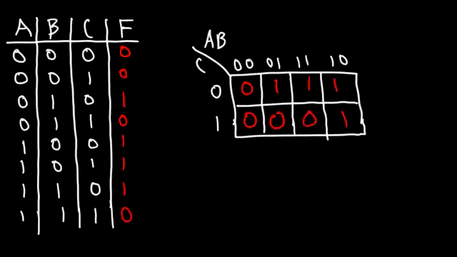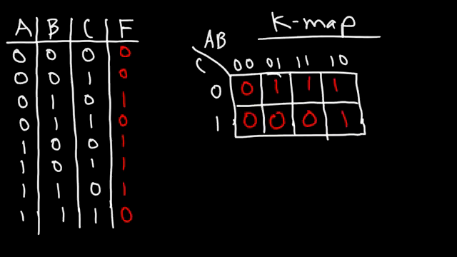So that's how we can take the data in a truth table and put it on a Carnot map, or for short, we could say K-map. Now, how can we take this data and turn it into a function? What we need to do is basically circle groups of 1s together.